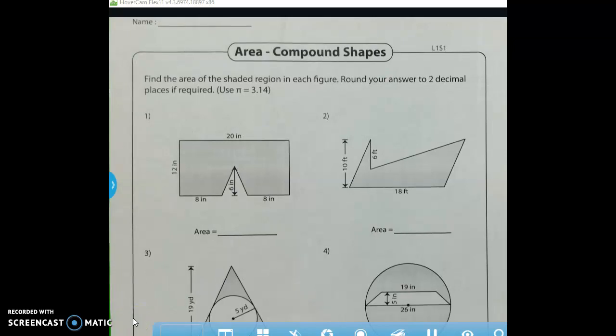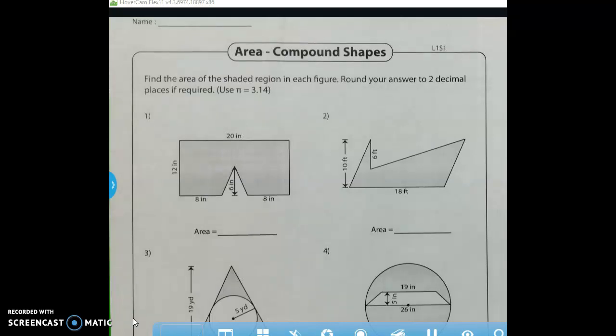In today's lesson, we're going to continue talking about compound shapes. In our practice today, we're focusing on finding the area of shaded region in each figure. As you look at your assignment, you would notice that the shapes we're going to be working with are very uniquely designed, and they seem to be missing a piece.